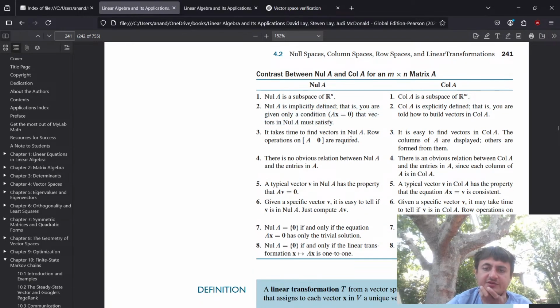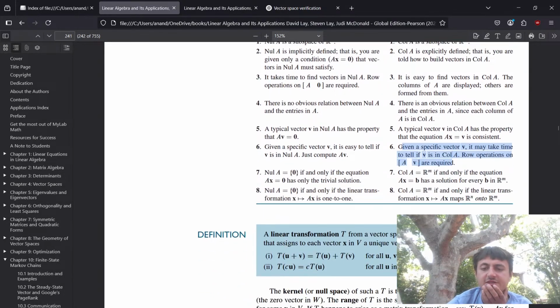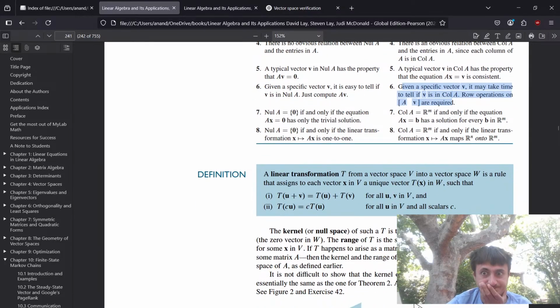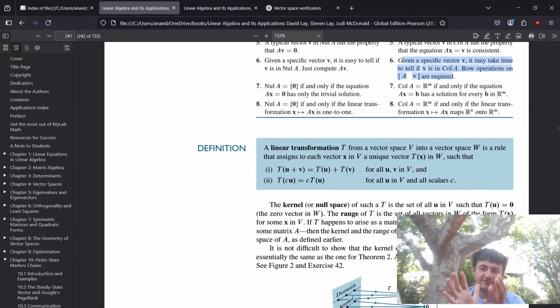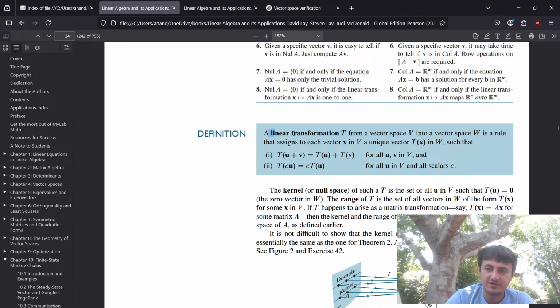It takes time to find vectors in the null space, but it is easy to tell if a vector is in the null space. And then it's sort of the other way around. It's easy to find vectors in the column space, but it takes time to figure out if a vector is in the column space. So kind of the duality of the null space and the column space. It's really cool, actually. All right, then they come back to the definition of a linear transformation.